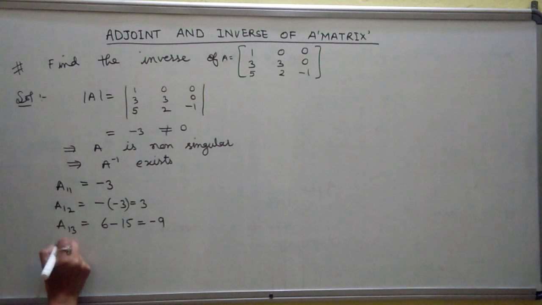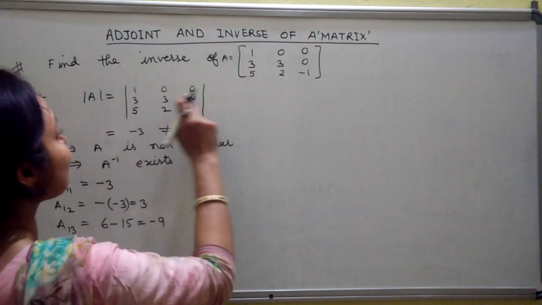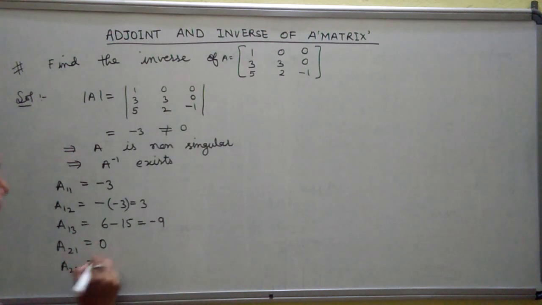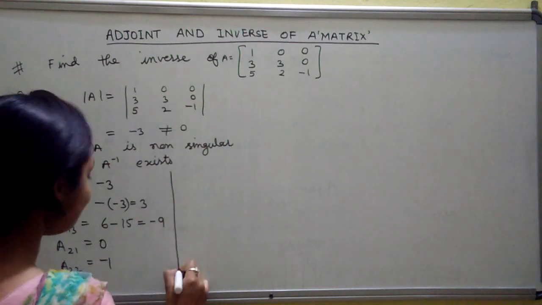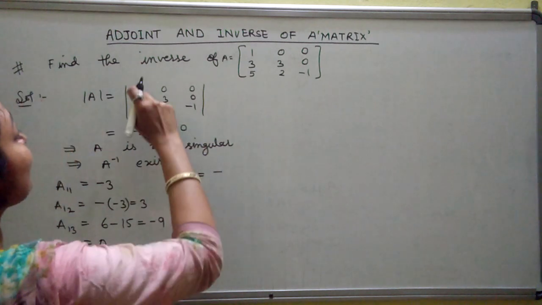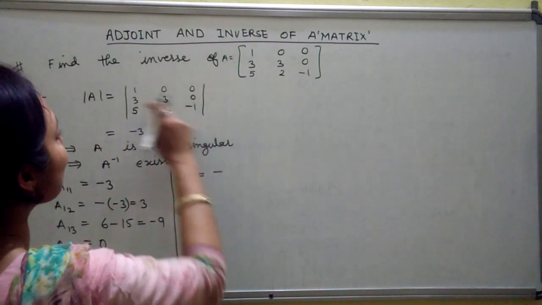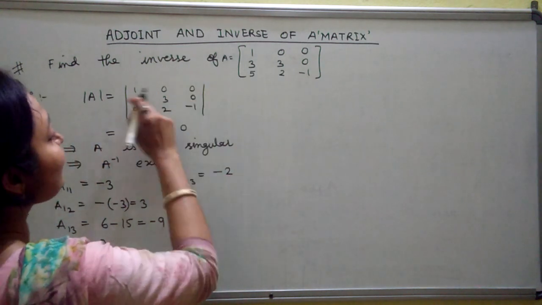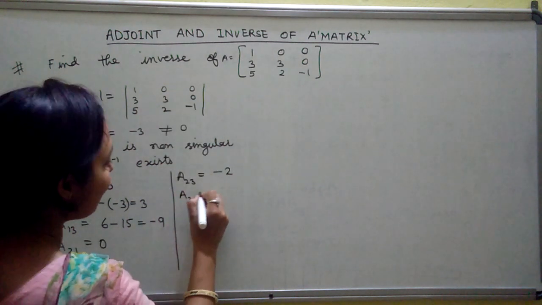Now come to A21. That has the negative sign with it. This and this will cancel, 0 minus 0, so 0. A22: this and this will cancel, so this is minus 1. A23: with the negative sign, since it is an odd position. 2, 3: this and this will cancel, 2 ones are 2, and this is negative 2. A31: again positive.